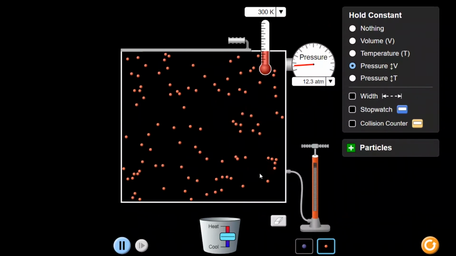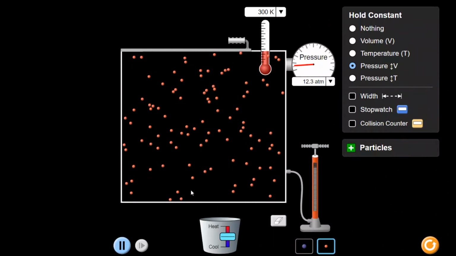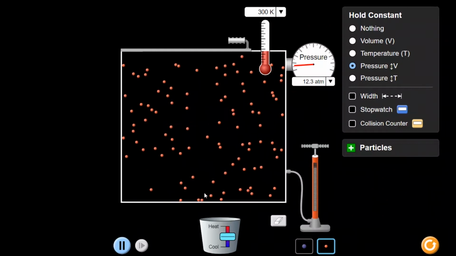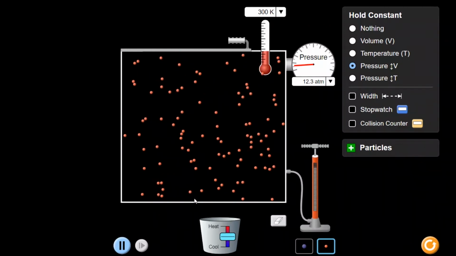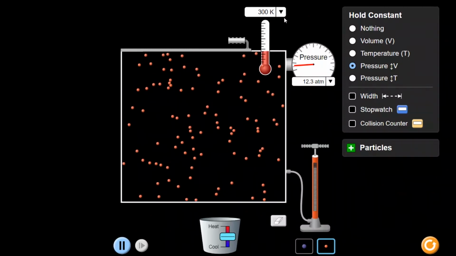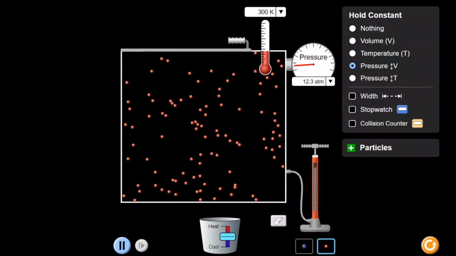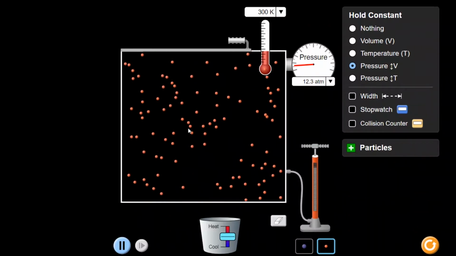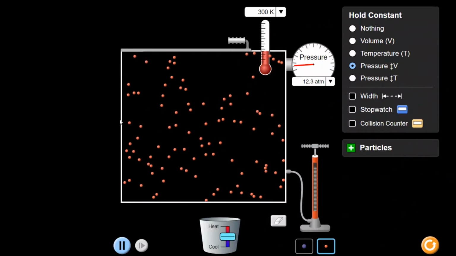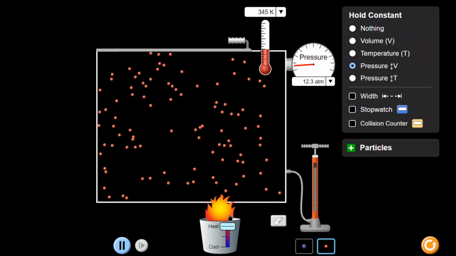Okay, we're going to leave the box size alone. We're not going to change the size of the box, which means in this case we're going to leave volume alone, and we're going to see how volume changes when temperature changes. Okay, so we're going to increase the temperature and decrease the temperature by heating or cooling the gas sample, and we're going to see how the box either expands or stays the same. Here we go. Heat it up.